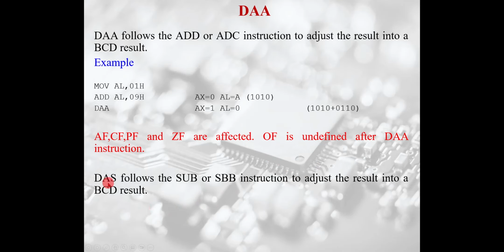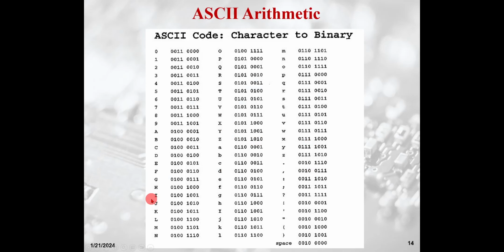Same thing, after subtraction also there may be a requirement of doing a decimal adjust. So you can see decimal adjust after subtraction, which can follow a SUB or SUB with borrow. So this can do the decimal adjustment for subtraction.